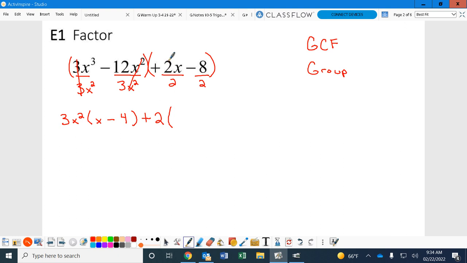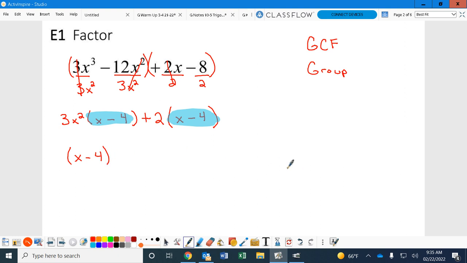Guys, what happens to the 2's here? They cancel, and the only thing left is x. And then 8 divided by 2 is going to be 4. Oh, look, guys, do you see that you have a factor in common? Do you see these 2 are the exact same thing? We are going to factor them out. We're going to do GCF again. They are a GCF. They are going to be written in the very front in the parentheses, and it's going to be x minus 4.